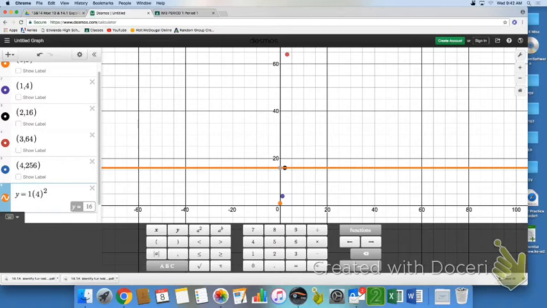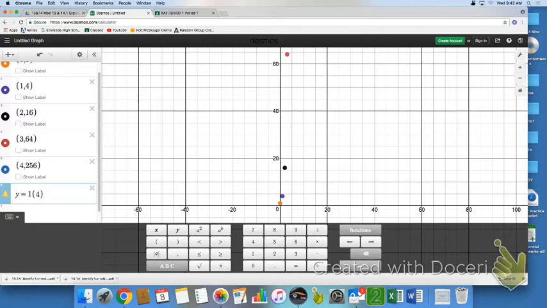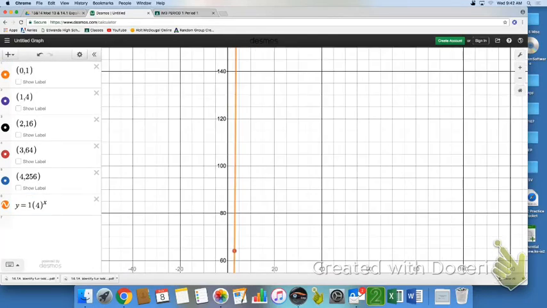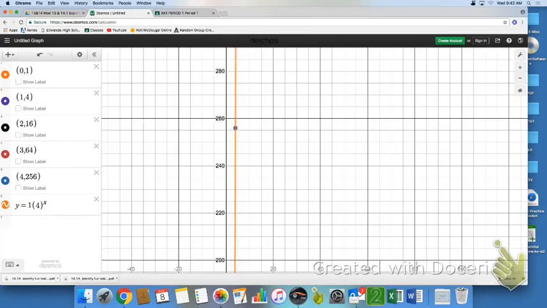I don't want it squared. I'm in backspace. I need it to the x power. And what do you know? Does it match through all of those points? What about the 256 way up here? Does it still go through that? It goes right through the middle of them.